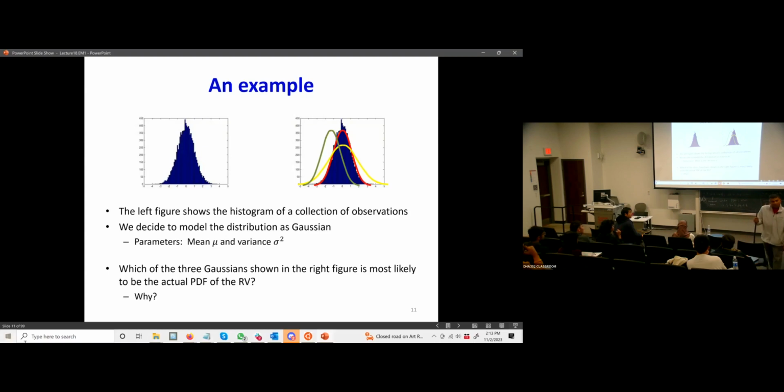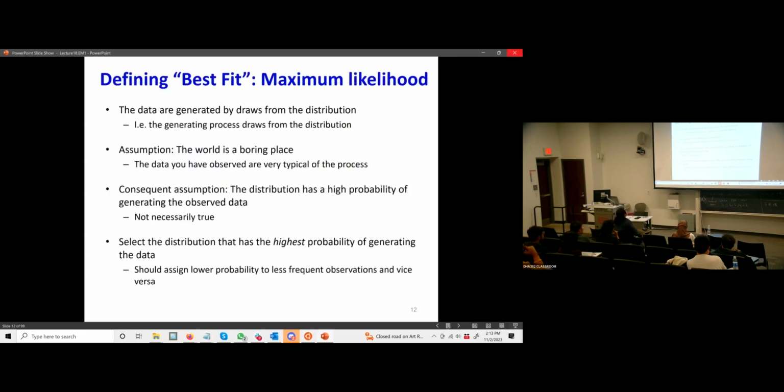That the observations must be likely under the model. There's something even more extreme than that. You're right. So we are assuming that the distribution is characteristic of the data. But there's a much stronger assumption over here. And the assumption is that the world is a very boring place. So the whole concept of maximum likelihood estimation or statistical estimation is that the world is a boring place. In fact, it's so boring that whatever you have observed is extremely typical of the world.